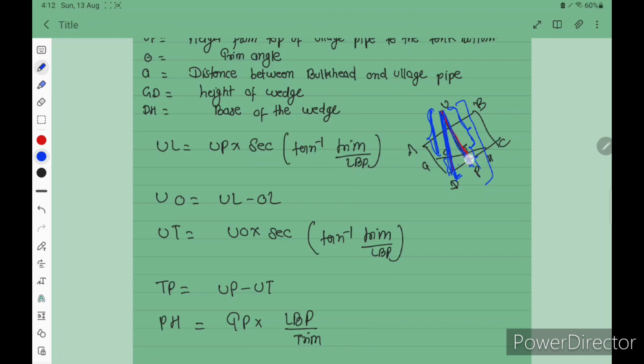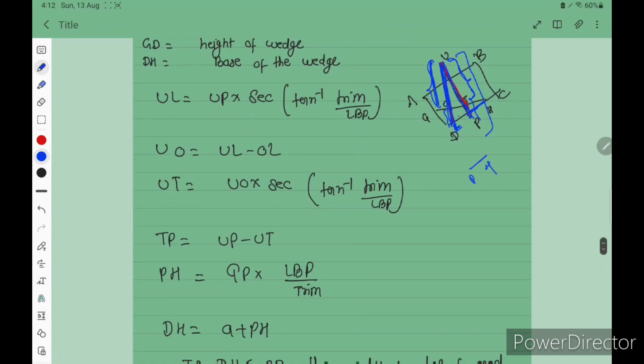Then when we know TP, we can use the formula and calculate the pH. So pH is equal to TP into LBP by trim. In these numericals we use trim by LBP, so just put the opposite, LBP by trim, and remove the sec and tan inverse, so the formula becomes simple.